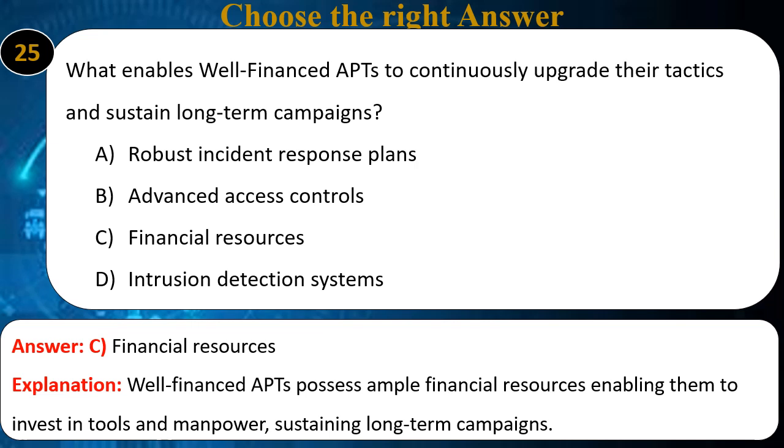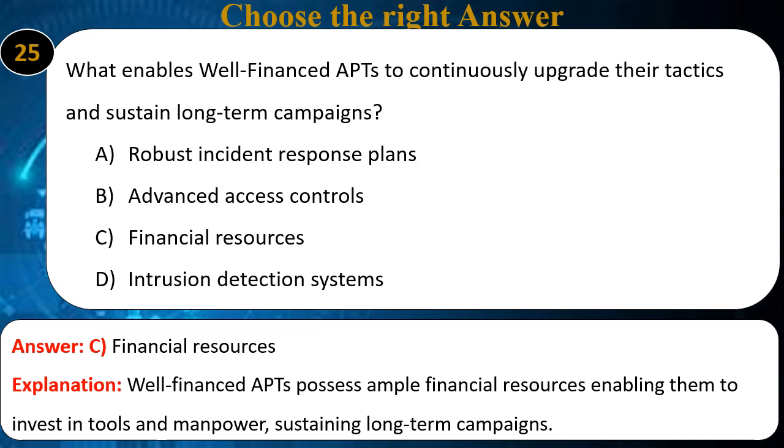or sustaining ongoing campaigns. Financial resources give well-financed, advanced persistent threats several advantages that allow them to continuously upgrade their tactics and sustain long-term campaigns. Investment in research and development. Advanced persistent threats can use their financial resources to fund research and development of new attack techniques, tools, and exploits. This allows them to stay ahead of defenders and develop increasingly sophisticated attacks.